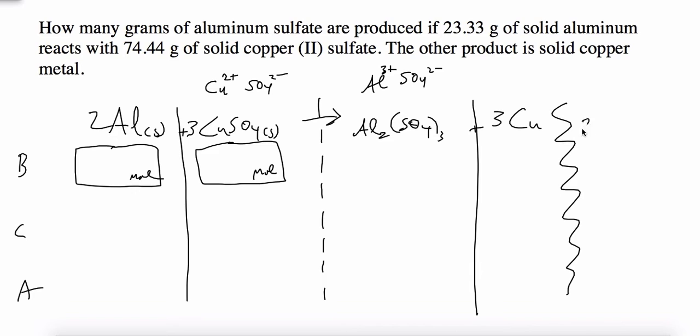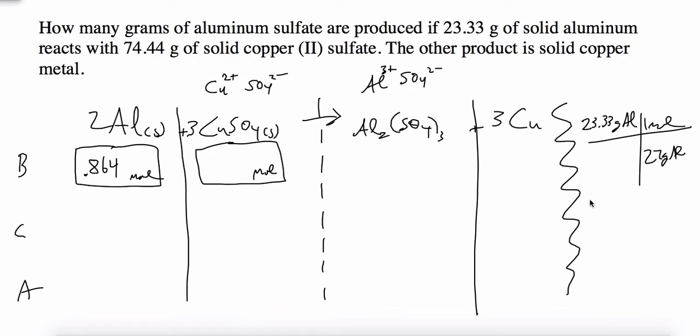So I have 23.33 grams of Al. And I'm just going to divide that by the molar mass, 27 grams of Al per every 1 mole of Al. And when I do that out, I'm going to get 0.864 moles of Al. So 0.864 moles of Al. Okay. And then I'm going to do that for copper sulfate as well.